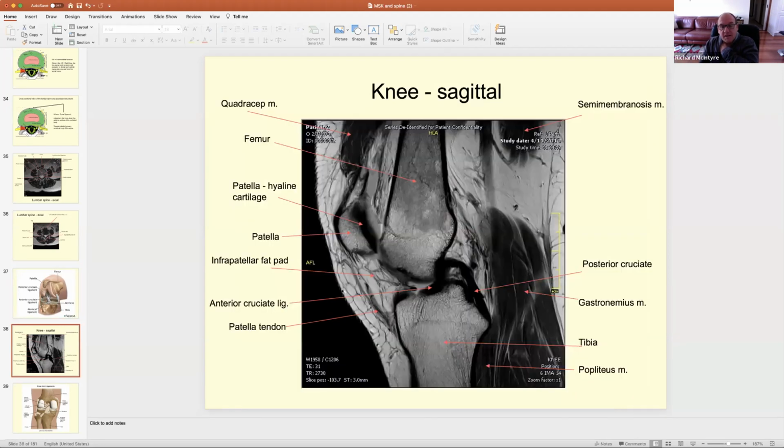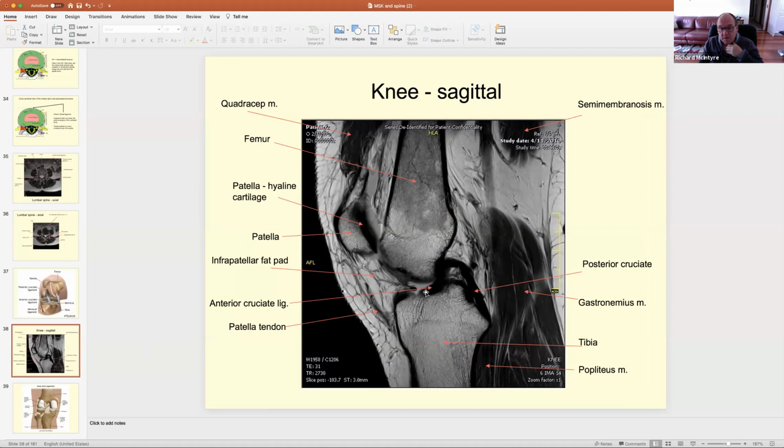And in this case, obviously, we're going to be looking at the mechanical structures. So we call it internal derangement of the knee. You can see there the different structures in a sagittal scan, a midline sagittal. Of course, you've got the patella, the femur, and the tibia. Posterior cruciate is thick and dark, okay?